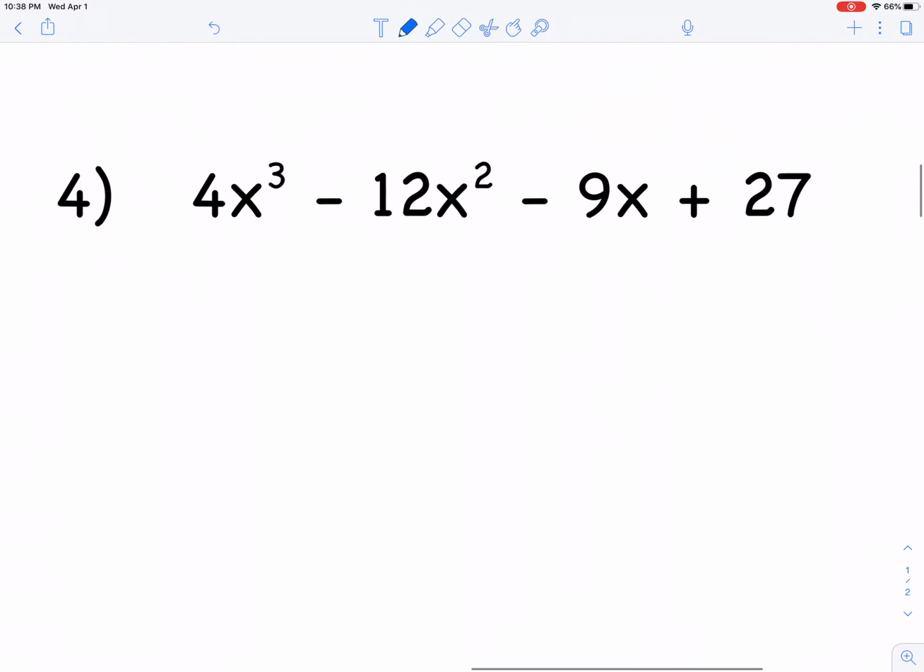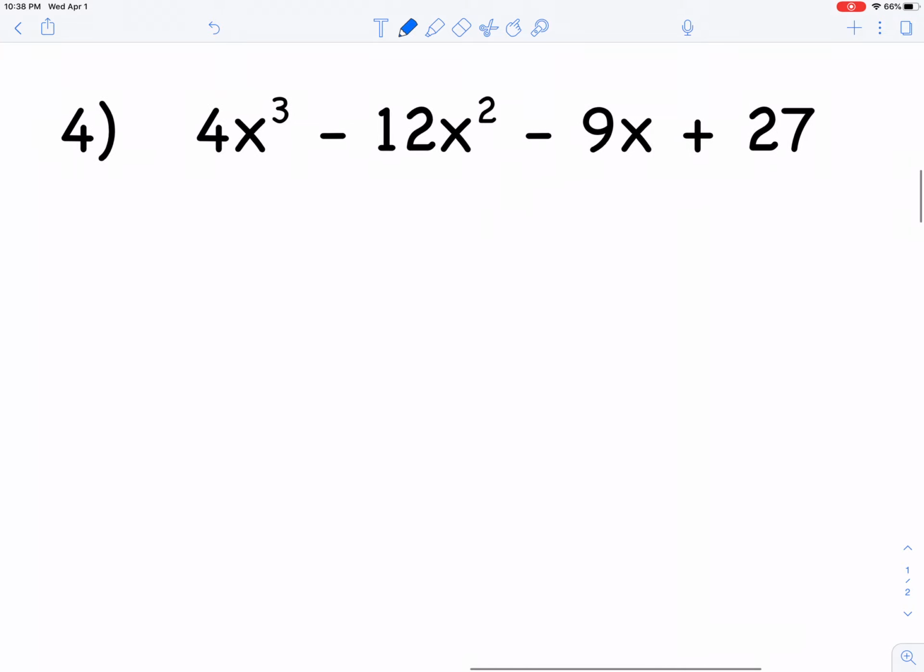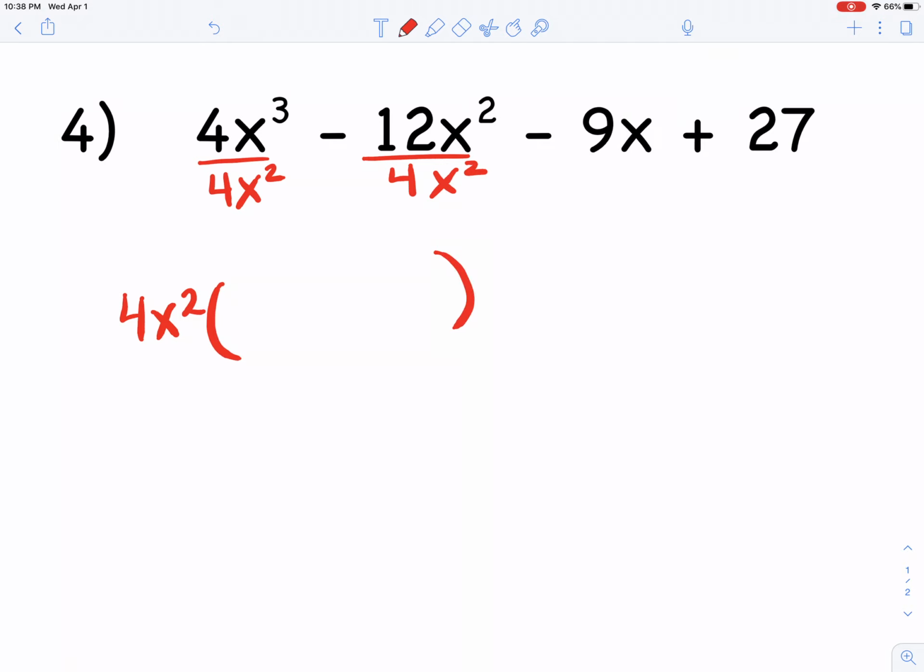Okay, again, all four of these terms have nothing I could divide them all by. Okay, but the four terms, so this is going to be another factoring by grouping. Okay, what could I divide these two terms by? The 4 and 12 could both be divided by 4. They both have x in it. The lower power of x is x squared. So that 4x squared that I'm dividing them both by is going to go in front of the first set of parentheses. Then I divide.